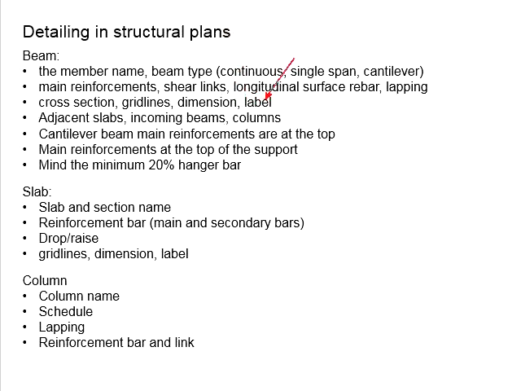There will also be labels for the details that appear in the members, such as the reinforcement bar: how many units, what is the size of the reinforcement bar, and what kind of reinforcement bar it is, whether it is a Y bar or an R bar. There will also be labels for the shear link, the size of the shear link, and the spacing between the shear links, and so on and so forth.